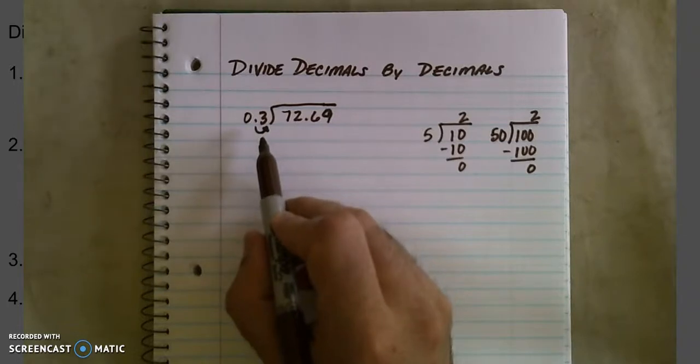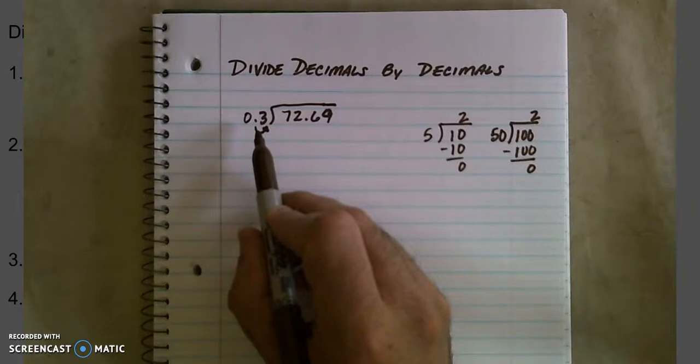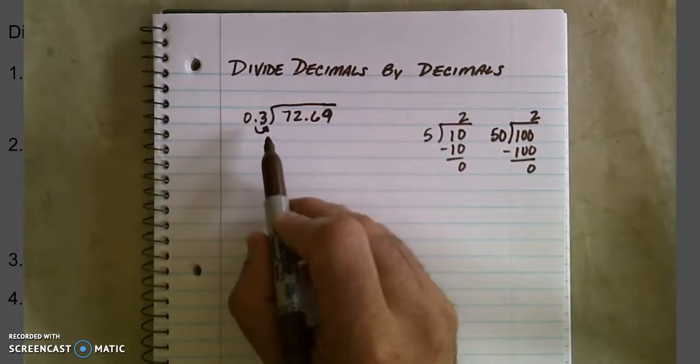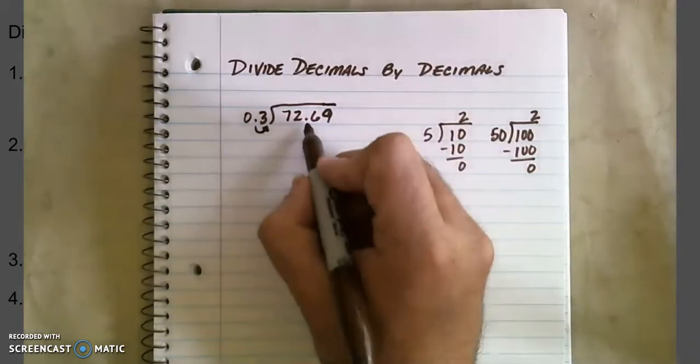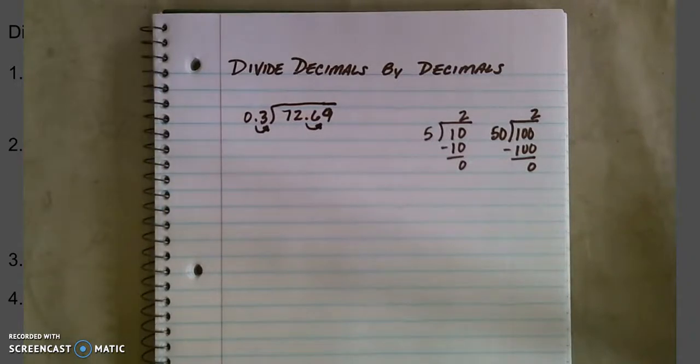Well, that's essentially the same thing. What I've basically done is multiplied this number by 10. If I multiply the divisor by 10 or move the decimal one place to the right, I have to do the exact same thing in my dividend. Otherwise, I will get a different answer when I divide.